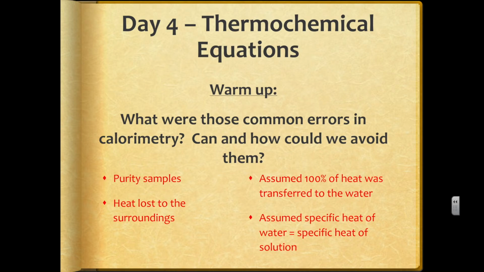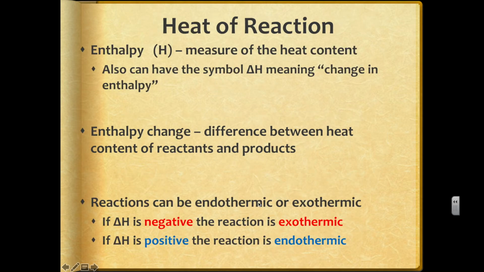So, welcome back. The purity of the samples could be fixed, maybe, if we refined the material perhaps or got a better sample. And the heat loss to the surroundings can actually be accounted for somewhat using graphical analysis. I'll show you how to do that in IB chemistry. Now, these assumptions are assumptions. You will always have assumptions in every experiment. So that's going to be a tough sell to fix.